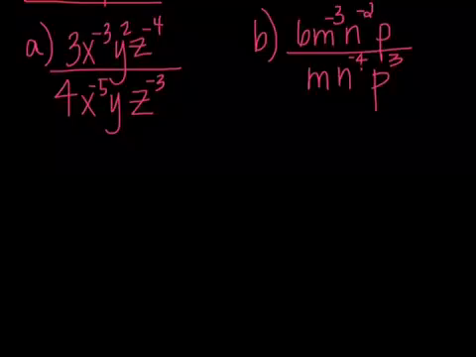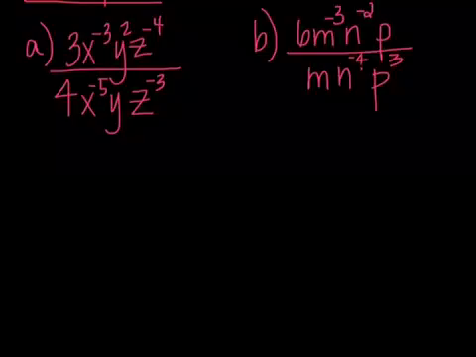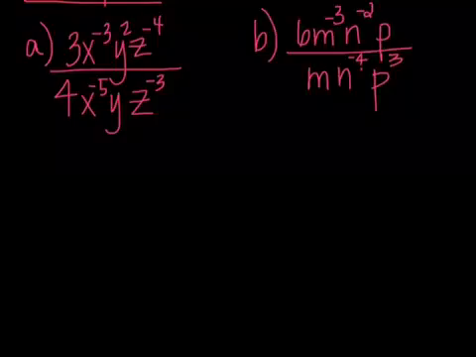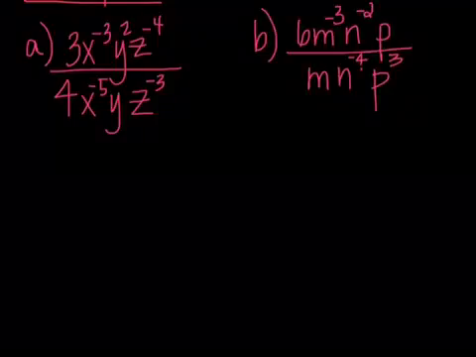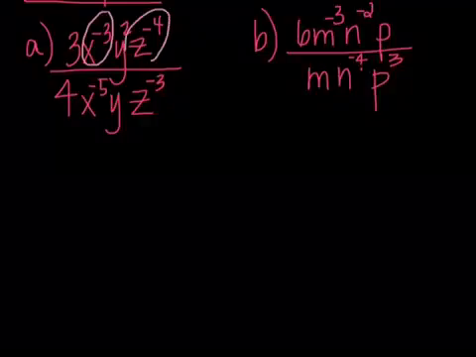Now let's try a couple with coefficients. 3x to the negative third y squared z to the negative fourth over 4x to the negative fifth y z to the negative third. I'm going to start by identifying any term with a negative exponent, just like I've been doing.